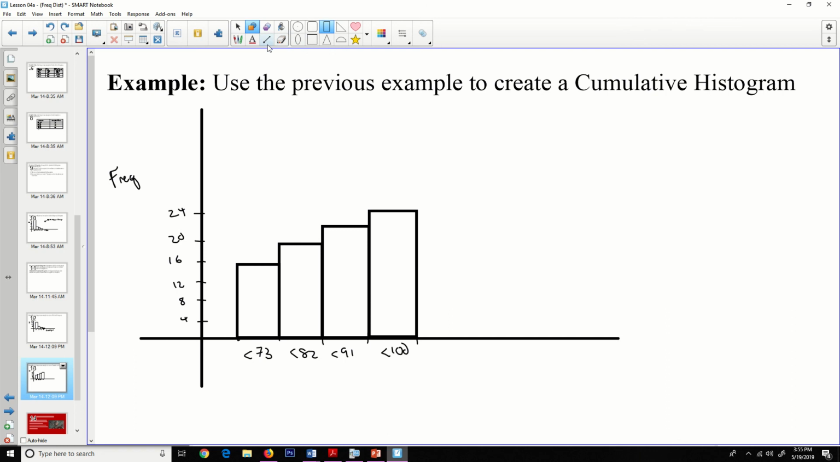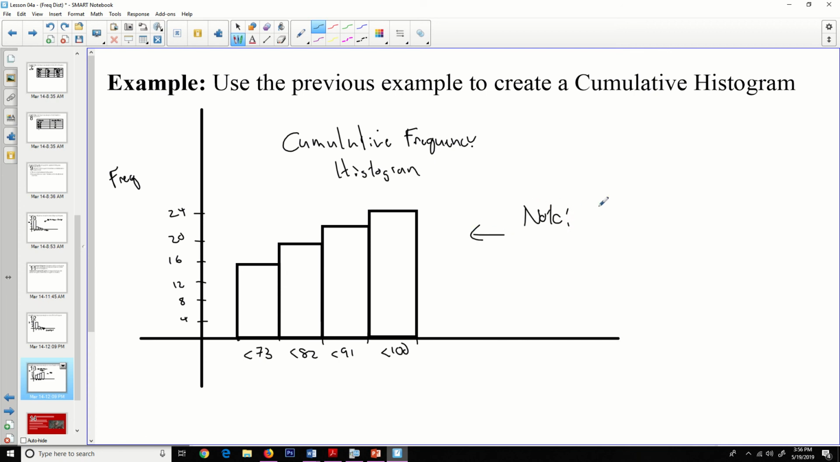And so this is my cumulative frequency histogram. And you should note that this will always be low to high, so it will always have an upward slant to it.